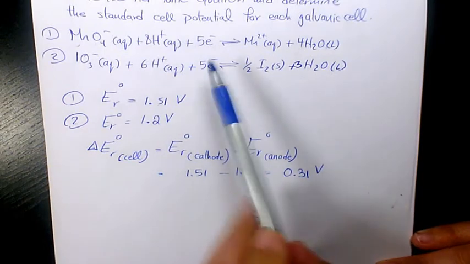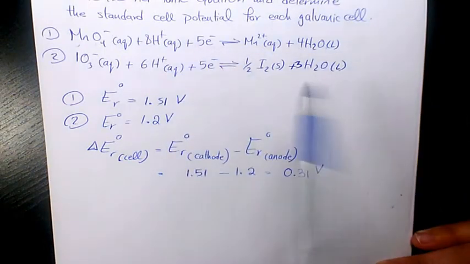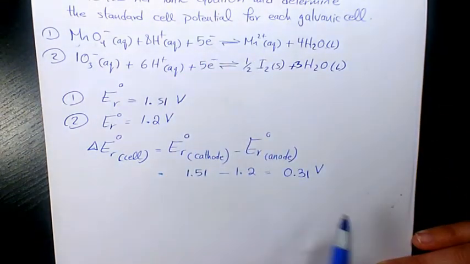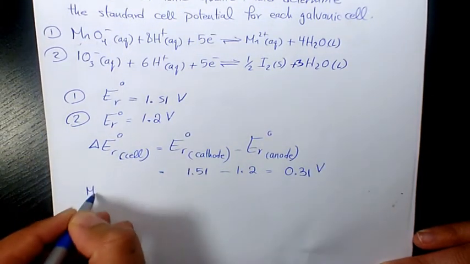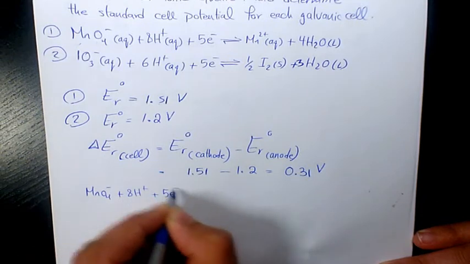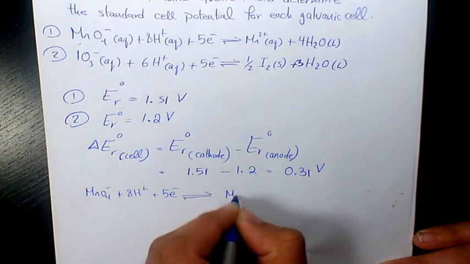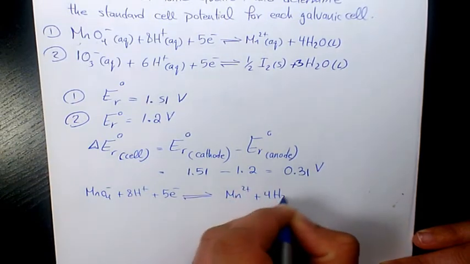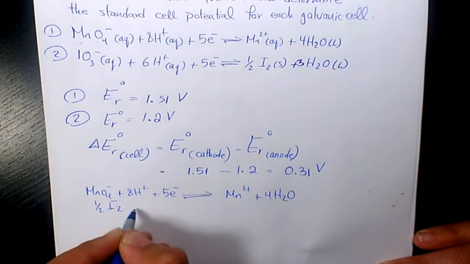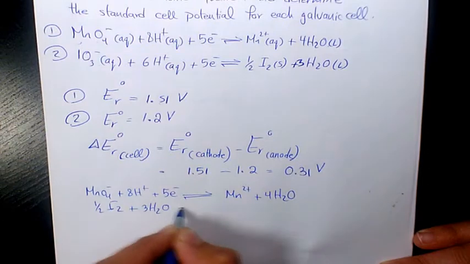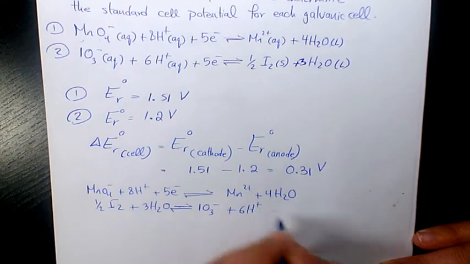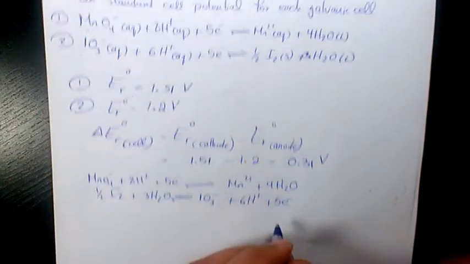And after that, for writing the net ionic equation, we need to arrange this in such a way that the electrons cancel out. So I'm going to write the first reaction as is, because that's reduction. It means that it gained electrons. But the second reaction, I'm going to flip it. So it's going to be 1/2 I2 plus 3 water gives us this, plus 6 hydrogen plus 5 electrons.